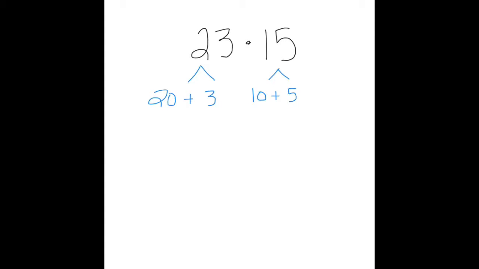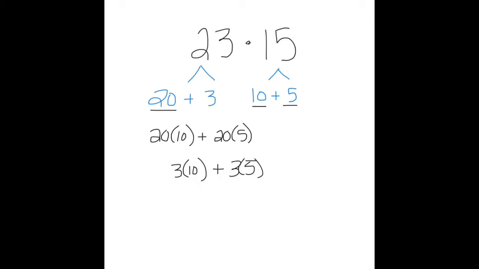So I could rewrite this as 20 times 10 plus 20 times 5. So that would give me the 20 times 15, right? Because 10 plus 5 is 15. But I also need to do the 3 times 10 plus the 3 times 5.